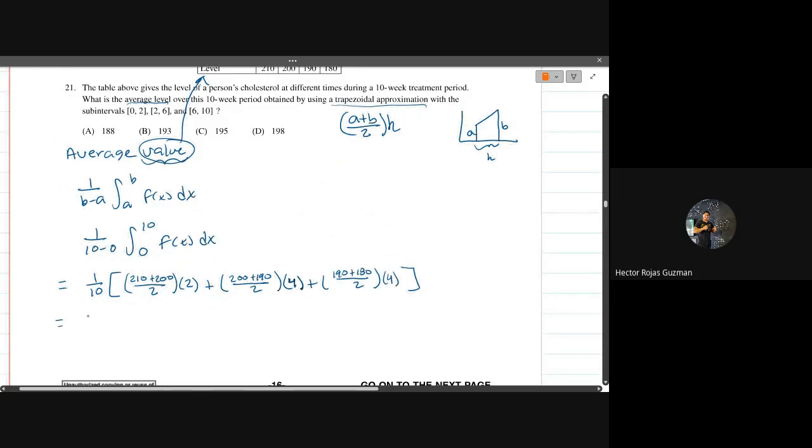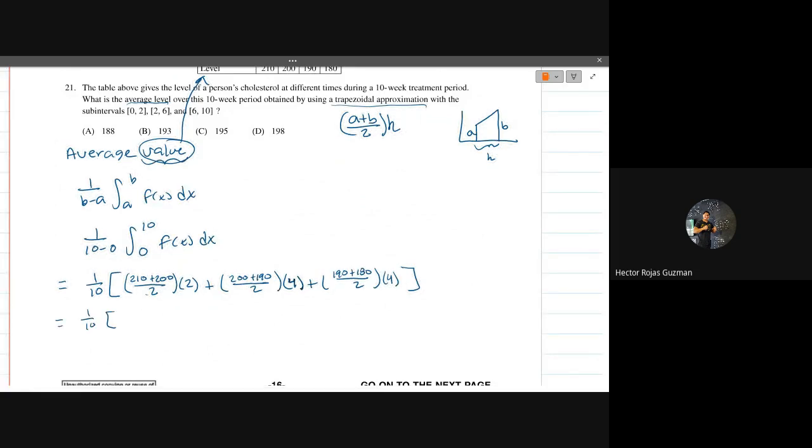Okay, let's be real careful right here. 1 over 10 times 2's cancel. So that leaves us with 410 plus the 2 and this 4, they simplify to a 2. That's going to be 2 times 390. Same thing in the other trapezoid. 2 times 200, 370.